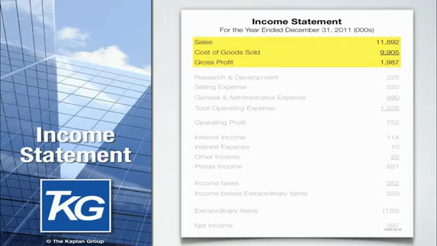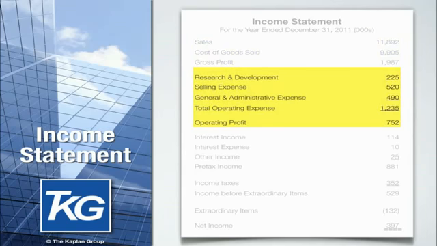When you subtract the cost of goods sold from sales, that gives you what is called the gross profit. This is a very important number because this is the profitability before all of the overhead, and the higher the gross profit, the more profitable the business can be.